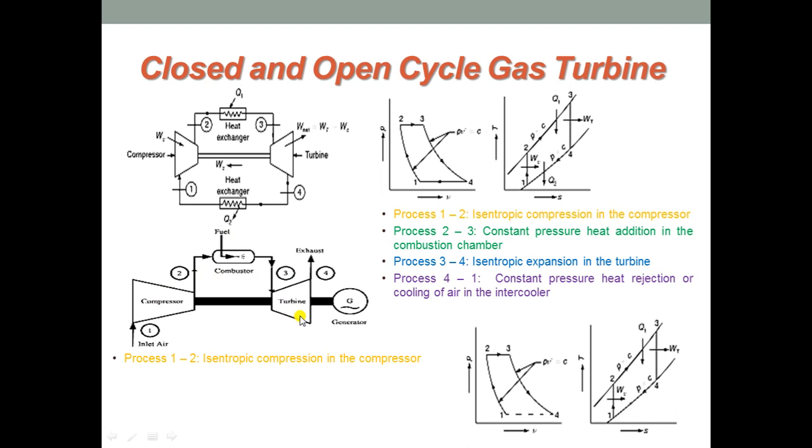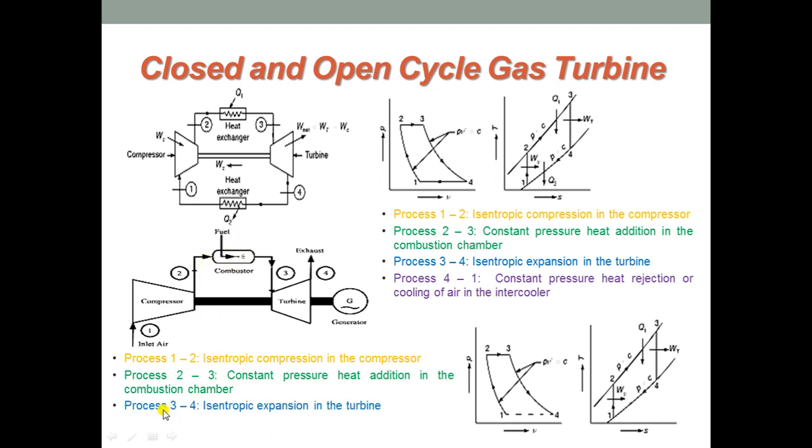we can identify the processes as process 1 to 2, which is isentropic compression in the compressor, process 2 to 3 constant pressure heat addition in the combustion chamber, and process 3 to 4 isentropic expansion in the turbine blades, and the process 4 to 1 constant pressure heat rejection to the atmosphere. And these are the 4 processes which are there for an open cycle gas turbine, and this is how the gas turbine cycles are going to work either on closed or open cycle.